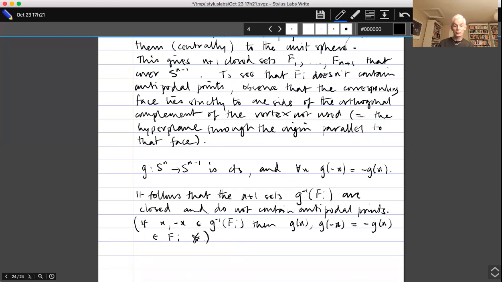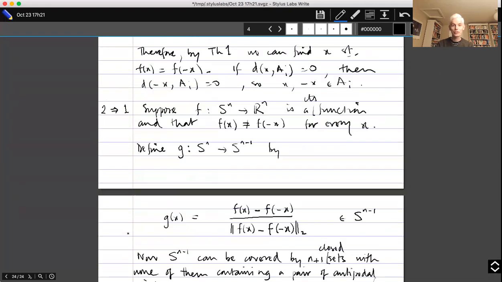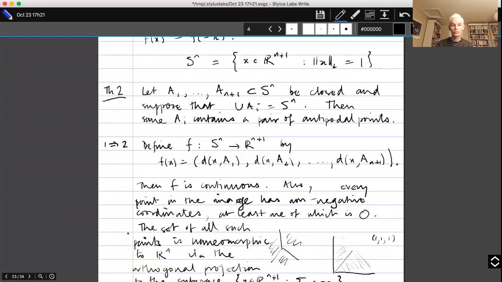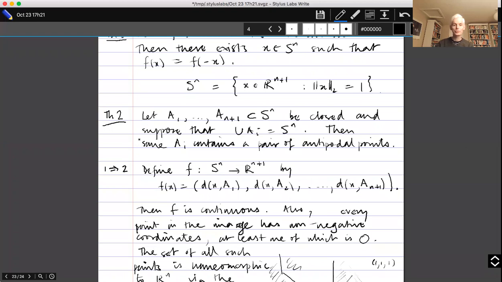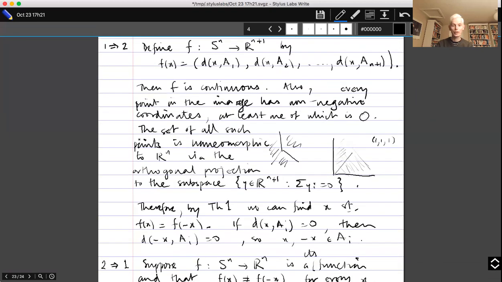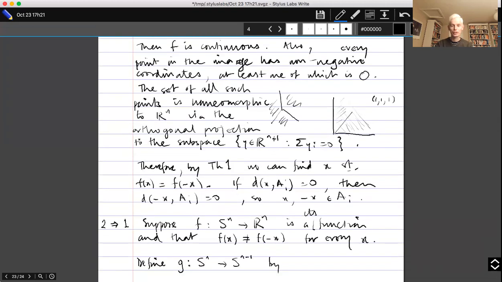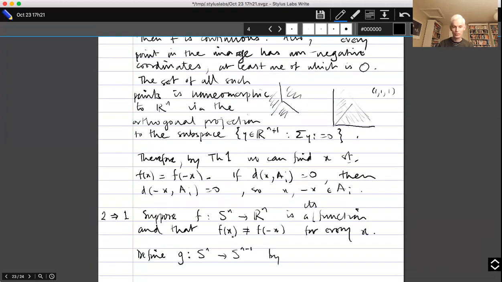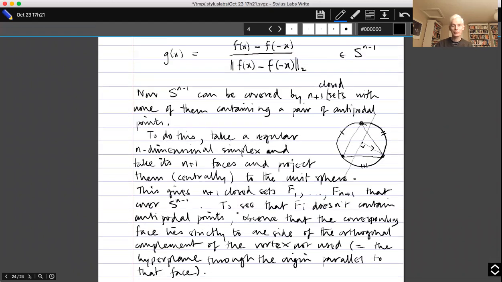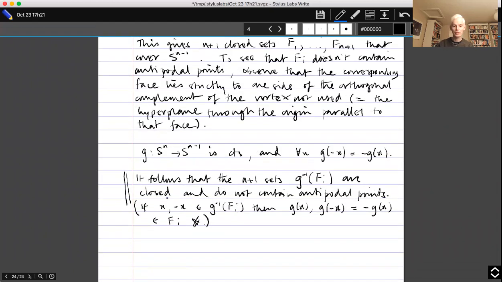And this statement here, that g^(-1) of F_i are n plus 1 sets that are closed without any of them containing antipodal points, precisely contradicts theorem 2. We were trying to prove that 2 implies 1, and what we've proved is that not 1 implies not 2. So we started with the assumption that we had a counterexample to theorem 1, and we ended up down here with a counterexample to theorem 2, and so that completes the proof of the equivalence.